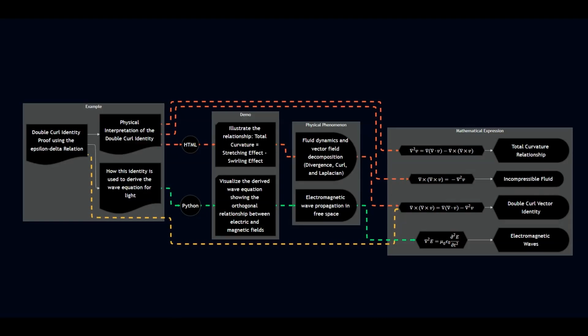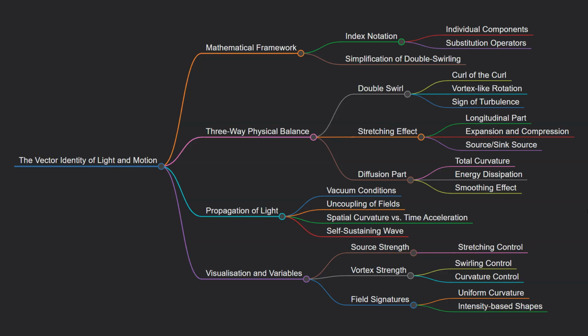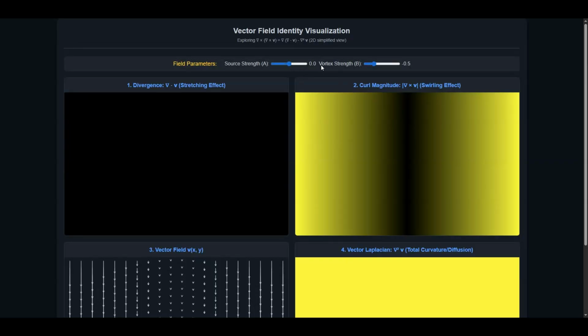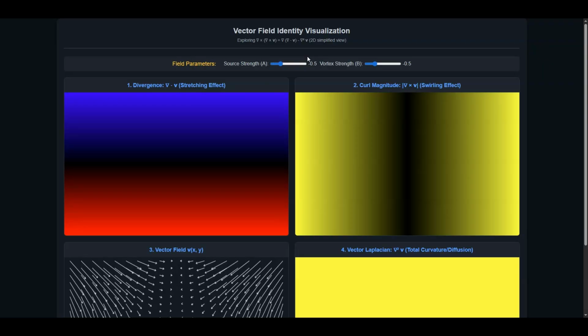This abstract balance can be seen through interactive models that use two primary variables to shape a field. One variable, the source strength, dictates the stretching or compressing of the field, while the other, the vortex strength, controls both the swirling and the total curvature.